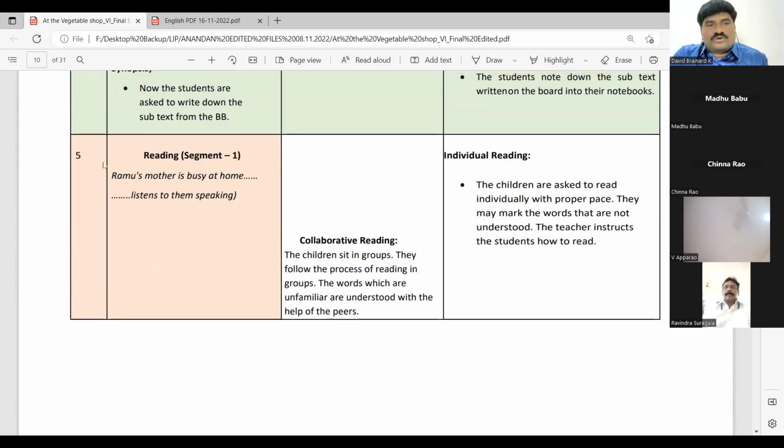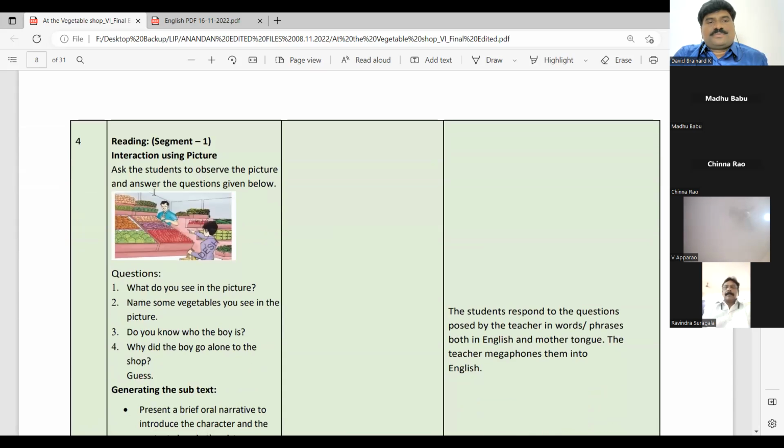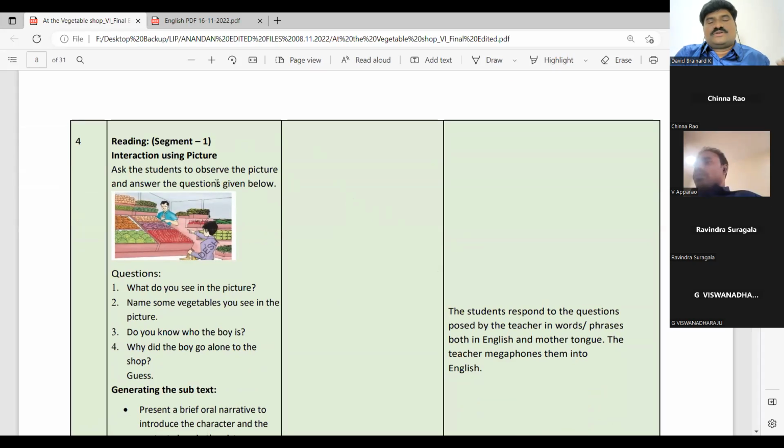Now, what we do before this fifth period is what we do in the fourth period, reading segment one, that is interaction using picture. Let us not get confused here, because picture interaction, that is the face sheet we have in our textbook, is already transacted, and that process is beautifully explained by Madhu sir. There also, in the I do part, the teacher interacted with one picture, and in the we do part, the teacher gave three to four pictures and made groups to interact. And then finally, one picture was given to all the students to interact on. So three days passed, three periods got over there.